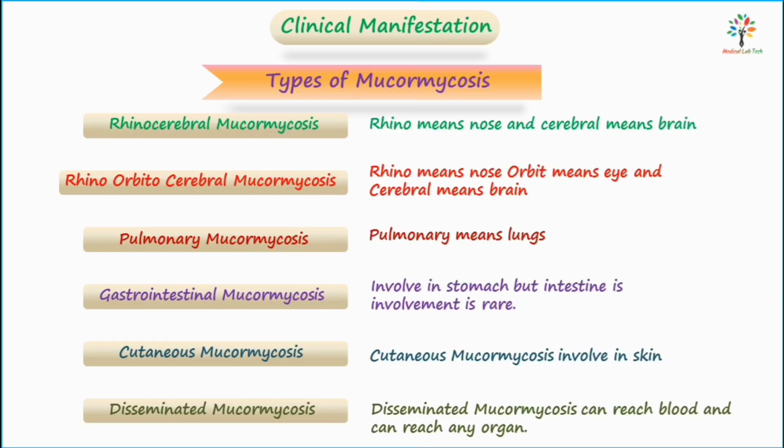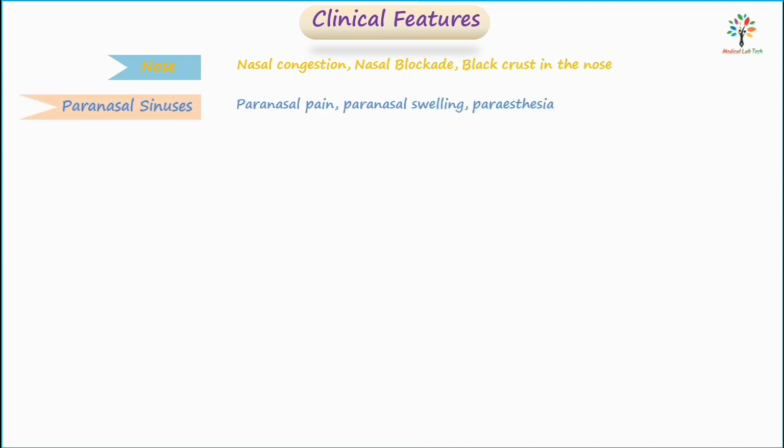Next we will discuss the clinical features. If the nose is involved, then nasal congestion and nasal blockage will be there, and you can see black crust in the nose. In the nasal secretions also you can see some black particles. In case of paranasal sinuses, there will be paranasal pain, paranasal swelling and paresthesia. In case of palate, you can see black crust in the palate. So these black crusts are the common and important signs.